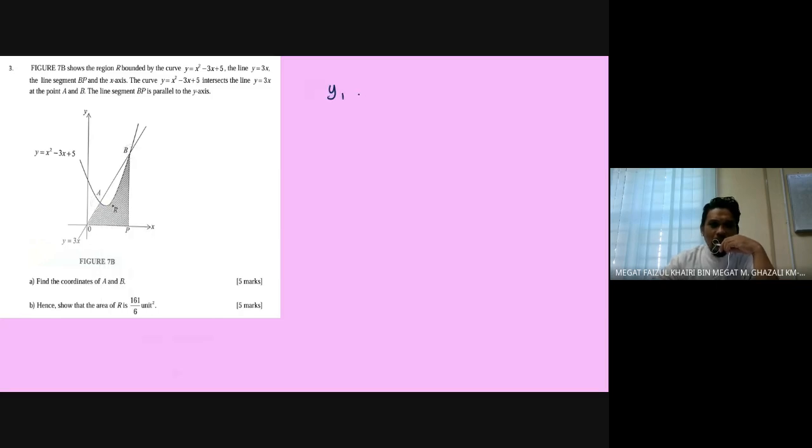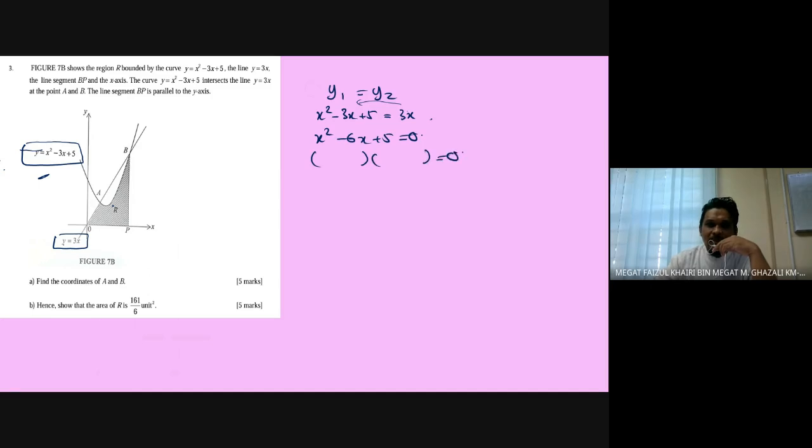So y1 equal to y2, which is x squared minus 3x plus 5 equal to y2, which is 3x. This is our reference, the first y and the second y. So x squared, 3x bring to the other side, become negative. So negative 3x minus 3x, negative 6x plus 5 equal to 0. Factorize this, then you get x minus 2 and x minus 3.